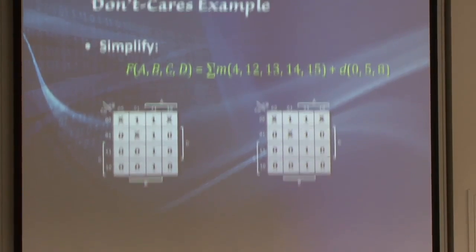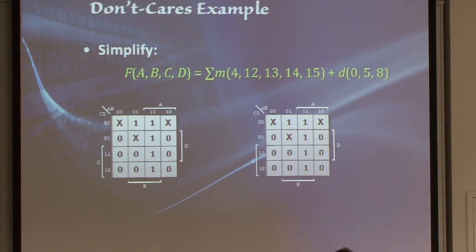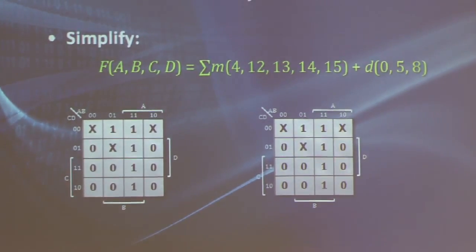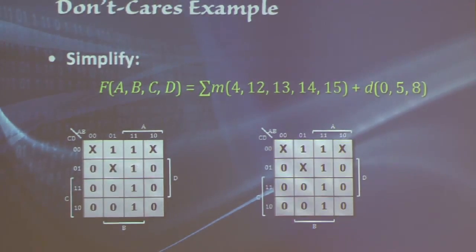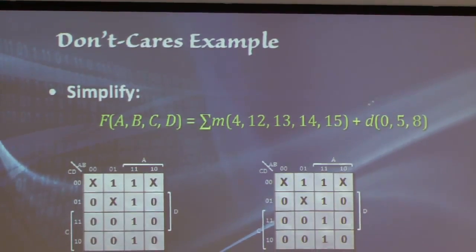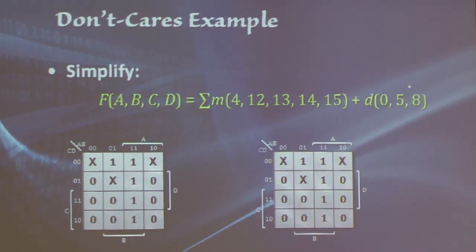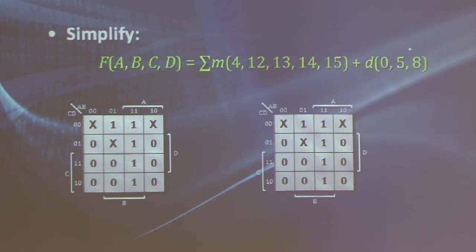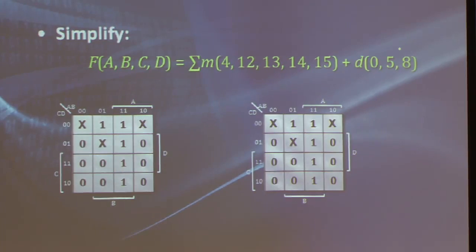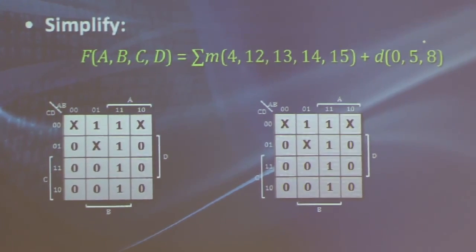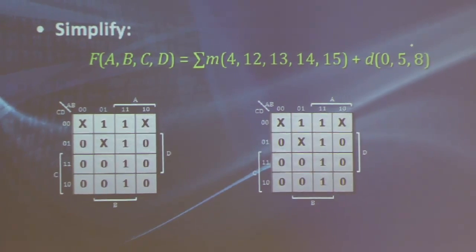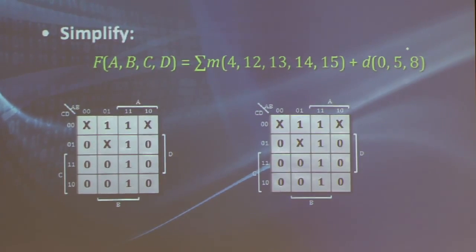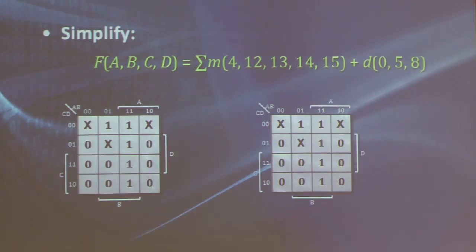As an example, here's a function, and here's a bit of new notation. This function is specified as a sum of min terms, with don't cares at places 0, 5, and 8. So if I had to draw a truth table for indices 0, 5, and 8, I would just put an X as the value for the function, and that means I don't care whether the output is 0 or 1. How does that help us? Because we can choose whether we want to include those X's in our groups or not.